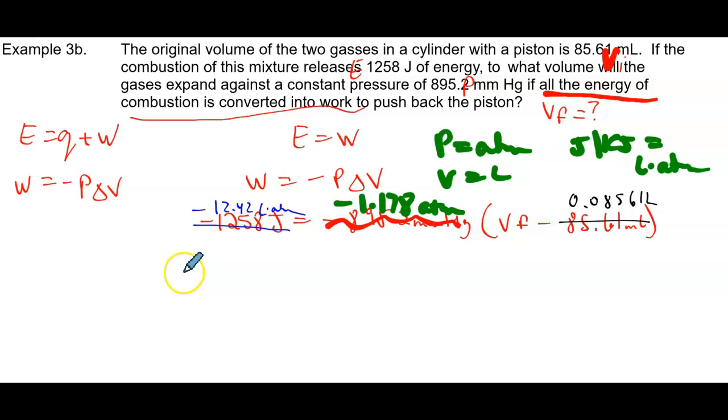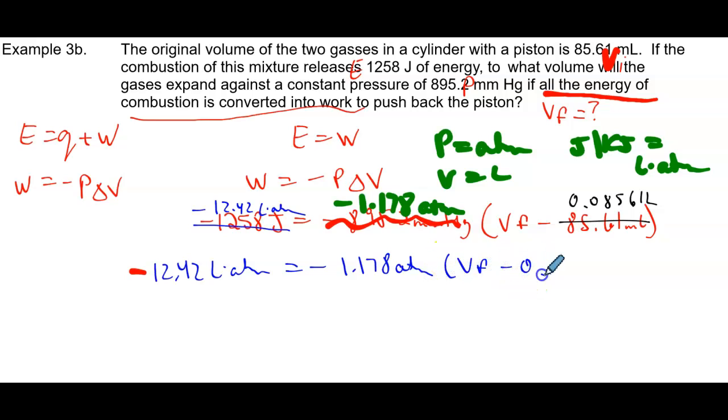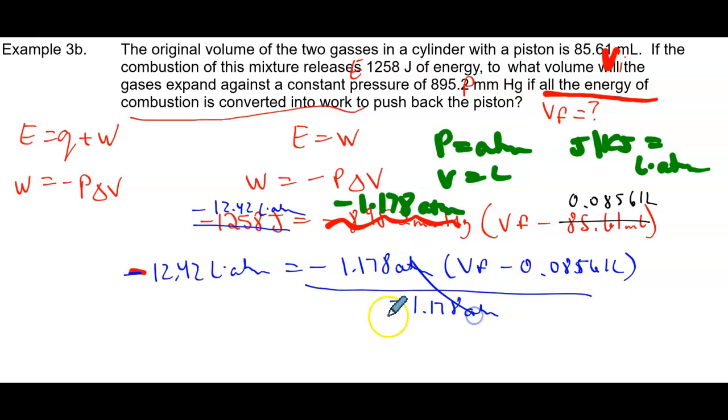Okay, so I erased the conversions. You can go back on the video to see them if you need to, but we would have negative 12.42 liter atmospheres equals negative 1.178 ATM times VF minus 0.08561 liters. Don't distribute, that's extra work. Don't make extra work for yourself. We're going to divide both sides by negative 1.178 ATM. That all goes away, so the units of ATM go away.